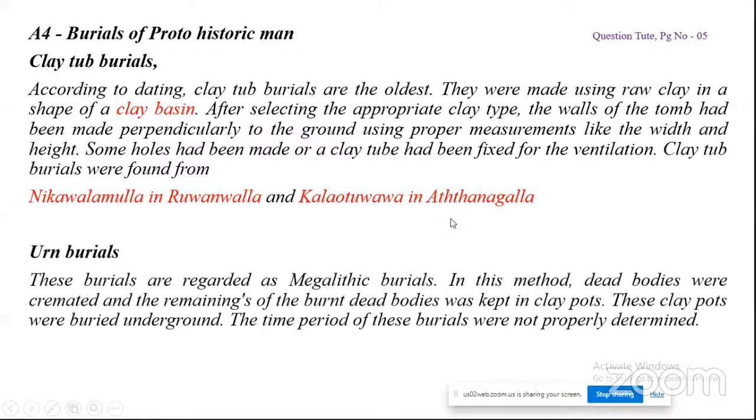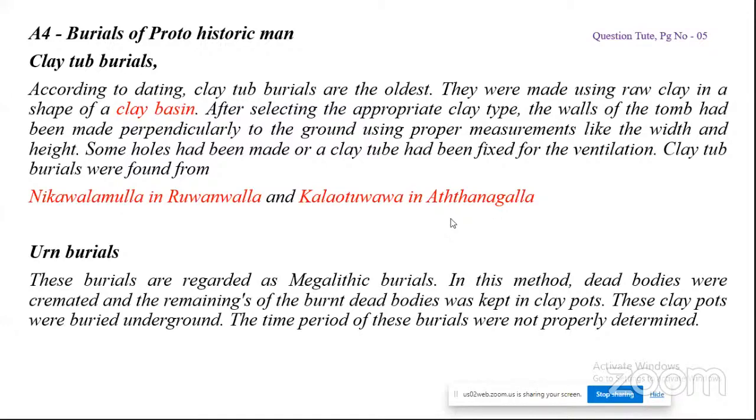The second type is urn burials. These burials are regarded as megalithic burials. In this method, dead bodies were cremated and the remainings of the burnt dead bodies were kept in clay pots. These clay pots were buried underground. The time period of these burials is not properly determined. So this is only a small something we can write about the urn burials, right?